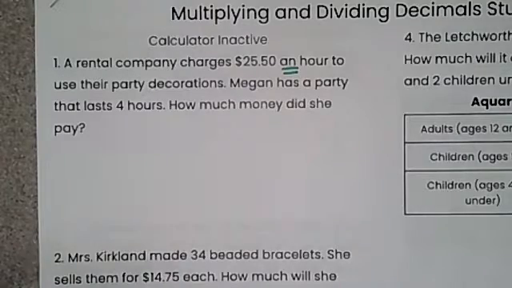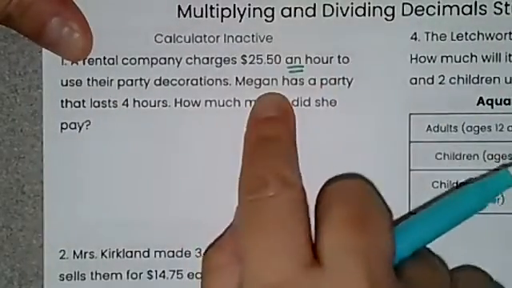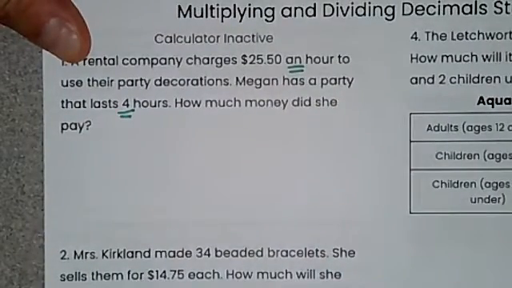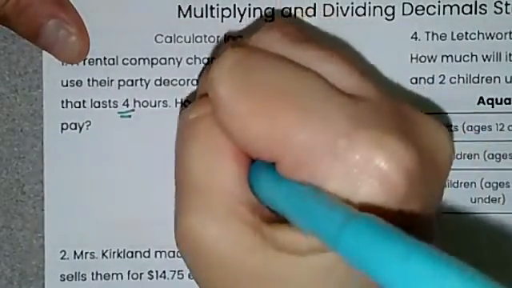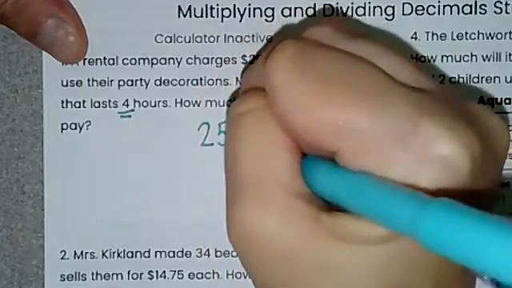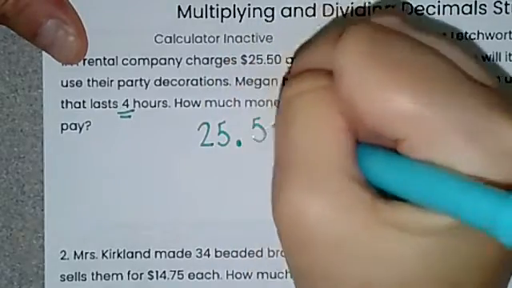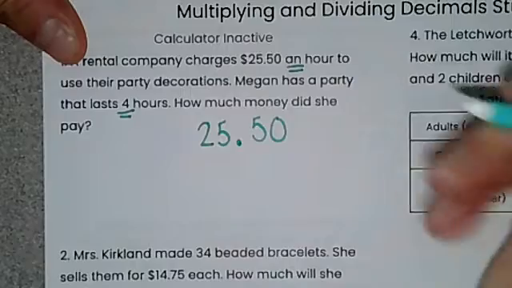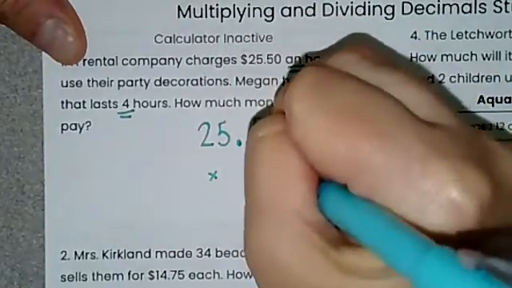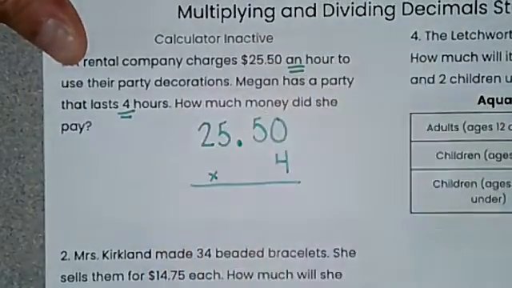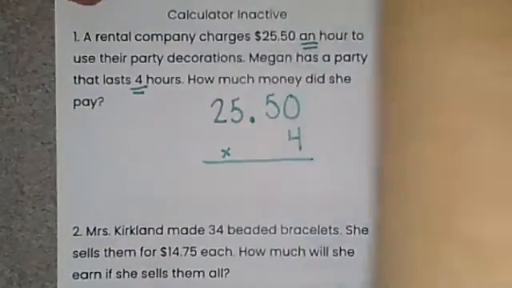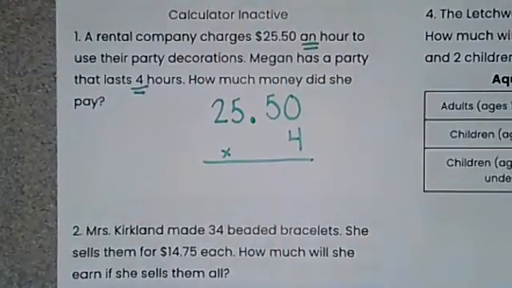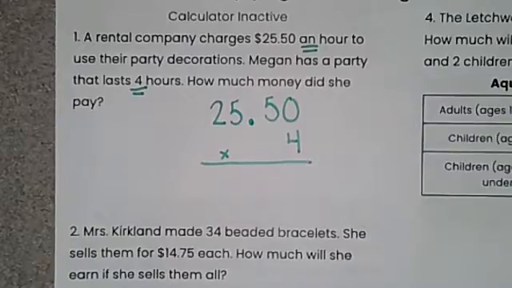A rental company charges $25.50 an hour to use their party decorations. So that's per hour. Megan has a party that lasts for 4 hours. How much money did she pay? So I've got to take $25.50 and multiply it times 4 hours. This is a pretty simple problem. It's not going to be hard at all. I have out my highlighter because with decimals, I always need my highlighter out.